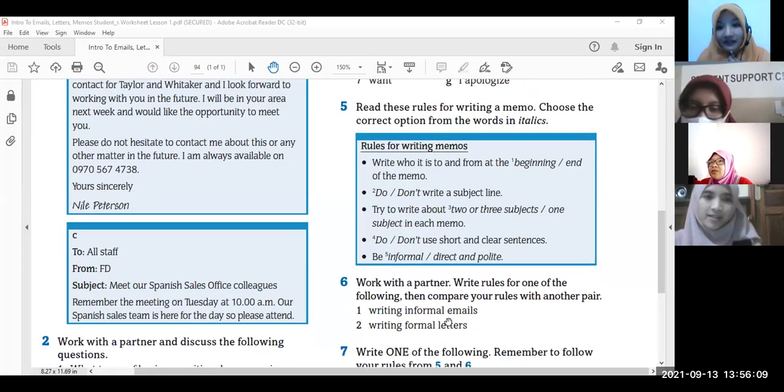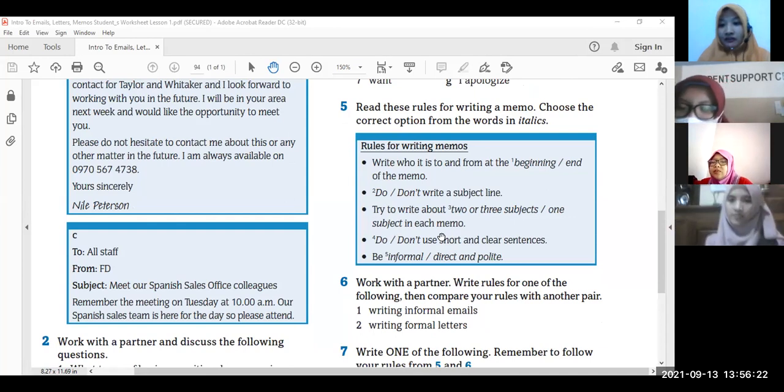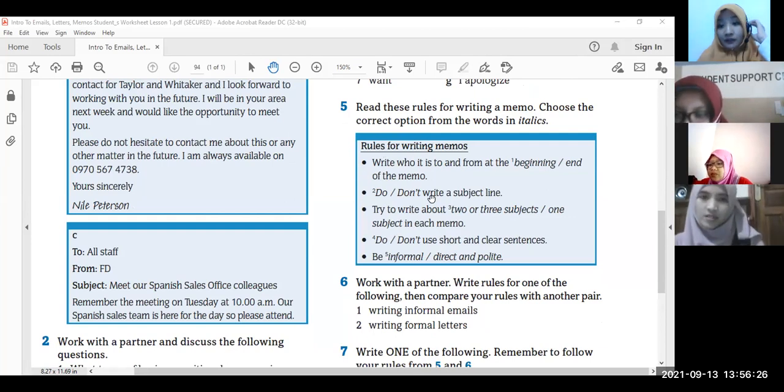Have you chosen? Yes. Which one? Number 2. Okay, so you just need to write the rules. Do not write the letters. Write the rules. Perhaps, for example, you need to write using "dear", right? Do not use informal language or something like that. Just like the memos, but for you it is letters. Formal letters. Minimum 3 rules.